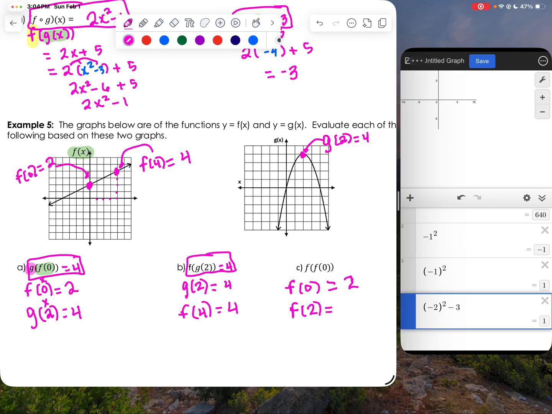So I want to go back to the f of x function, but this time I'm just going to go to the right 2, and then 1, 2, 3. So let me label that. When x is 2, f of 2, our y value is 3. So f of 2 is equal to 3. So f of f of 0 is equal to 3. Final answer. And that concludes today's lesson, Composition of Functions.